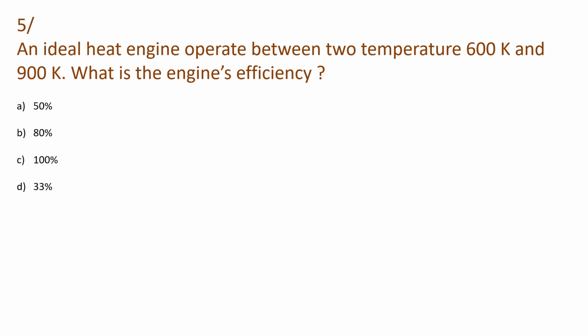And this is an ideal heat engine operating between two temperatures, 600 Kelvin and 900 Kelvin. Here it is asking what the engine's efficiency is, and the options are 50%, 80%, 100%, or 33%. Let's see what the solution is and what our answer will be.